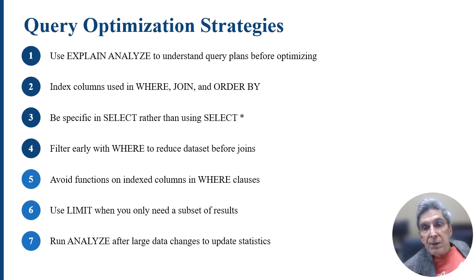Six, use limit when you only need a subset of results. If you just want the 10 most recent encounters, adding a limit of 10 with an order by lets Postgres stop instead of processing every matching row.